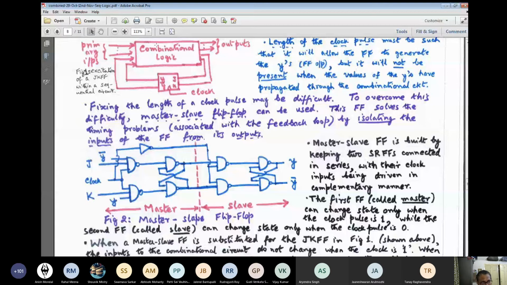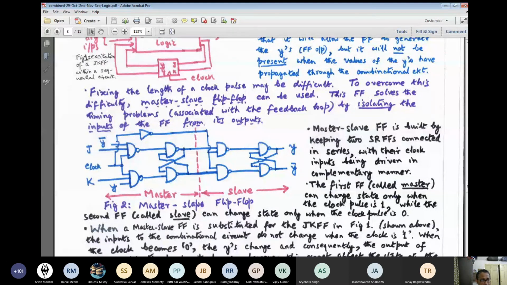It can lead to a change in J and K. However, even though J and K can change, they cannot affect the state of this master flip-flop, and of course beyond. Why? Because the master is sensitive to logic 1 level, not logic 0, whereas the slave is sensitive to logic 0, not logic 1. That is the benefit we get. That means no race around can take place now.